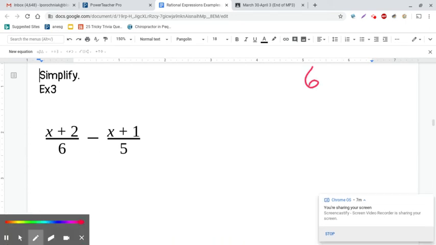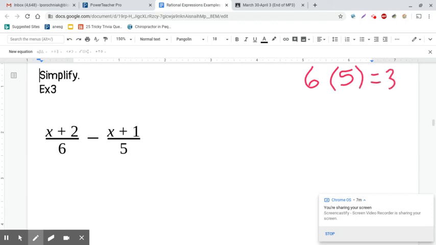All right. So now we're going to look at our two denominators. We have a 6 and a 5. We're going to multiply them, and 6 times 5 is 30. Most of your problems, you're not going to have to multiply by a number this high, but I figured why not make the examples like this. All right, so we're multiplying everything by 30.